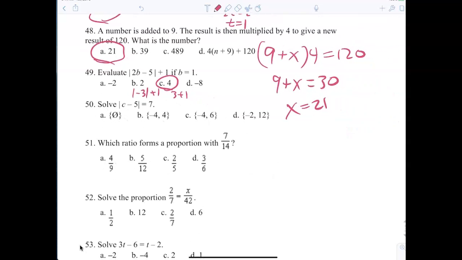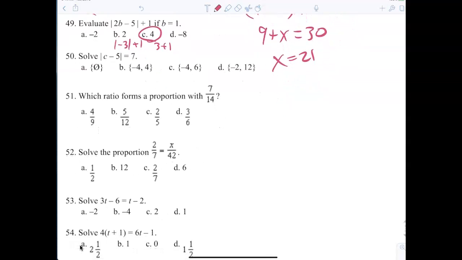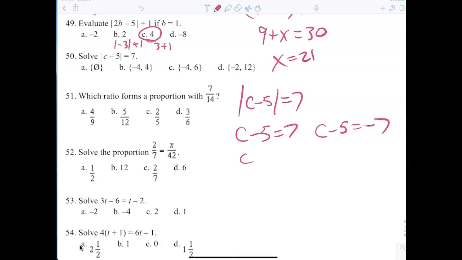All right, now we got to review absolute values. So remember, absolute value of c minus 5 equals 7. The rule is you write it twice. So c minus 5 equals 7. C minus 5 equals -7. Add 5 to both sides. C equals 12. Add 5 to both sides. C equals what? -2. So 12 and -2.